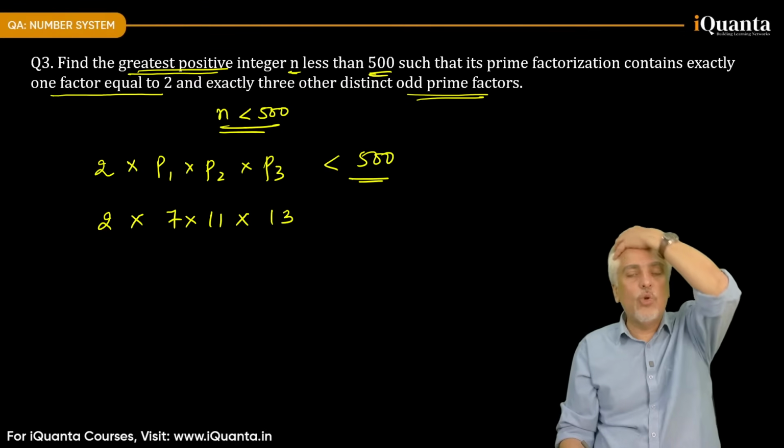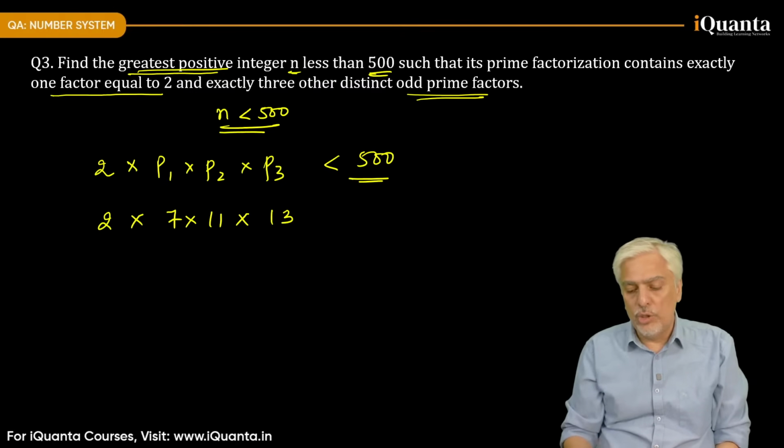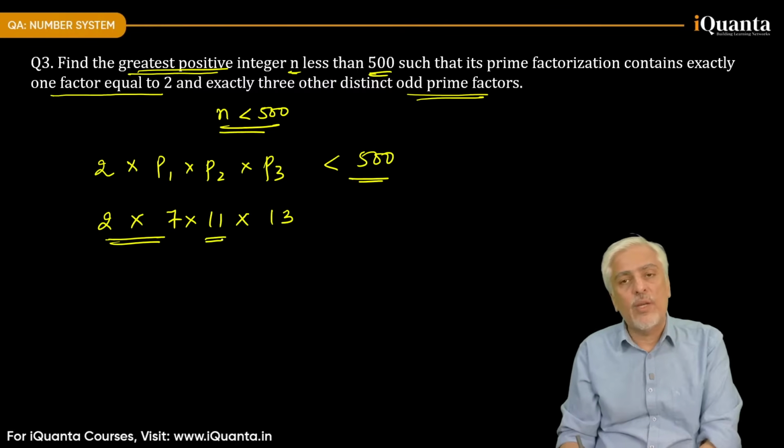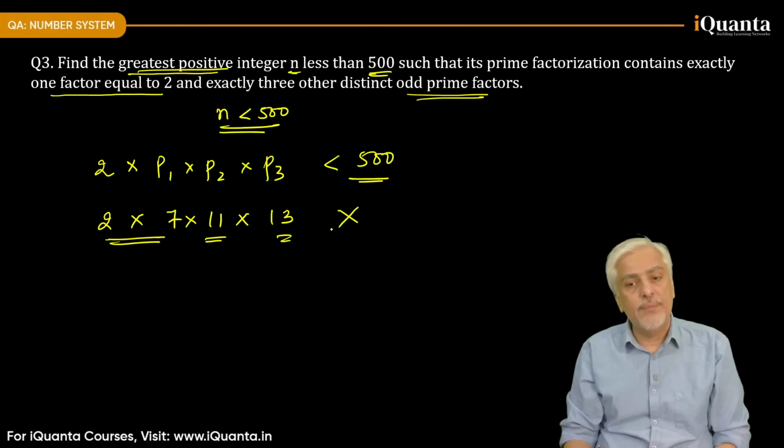Now, is this going above 500 or not? Just check quickly. How do you check? 14 into 11 is 150. 150 into 13 is a lot bigger. So this is definitely bigger.